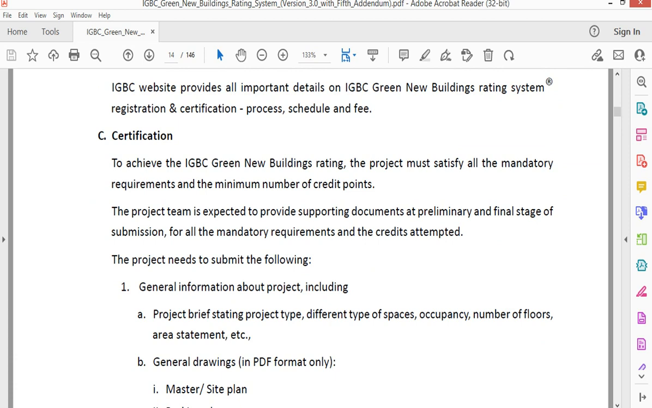Then comes the certification. So in order to achieve this rating, the projects must satisfy all the mandatory requirements and also the minimum number of credit points. So this project team is actually expected to provide the supporting documents for both the preliminary stage and the final stage of the submission. And this has to be submitted for all the mandatory requirements and the credits which are attempted.